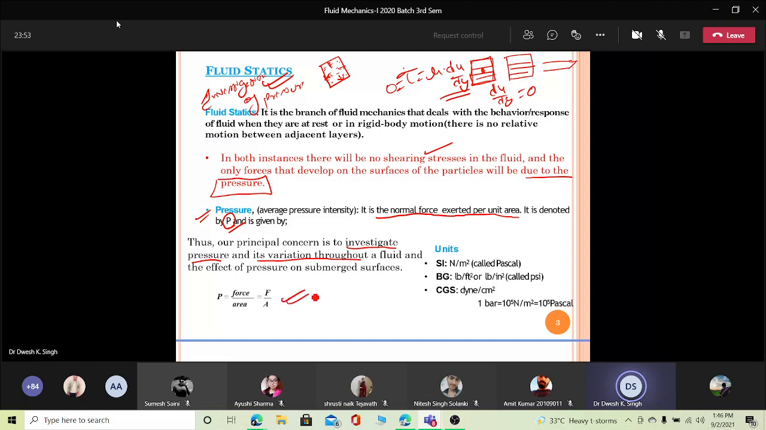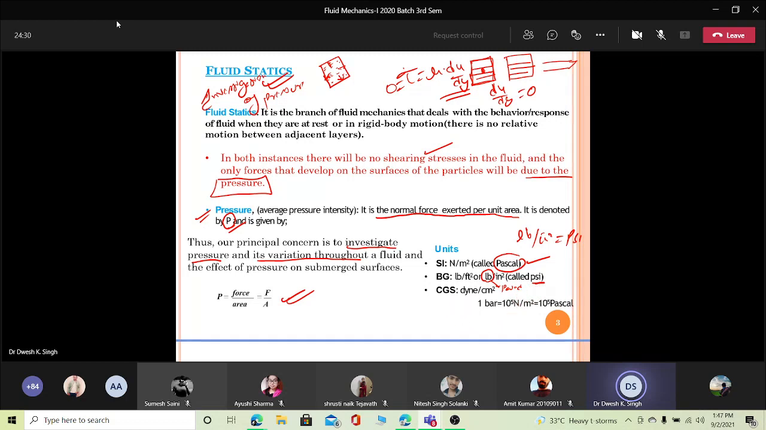Yes, the SI unit here is Newton per meter square, and it is also denoted by pascals. Newton per meter square means Pascal. And as I have already discussed, in the foot-pound system, LB means pound. This is also called the PSI, pound force per square inch. Here it is called PSI.